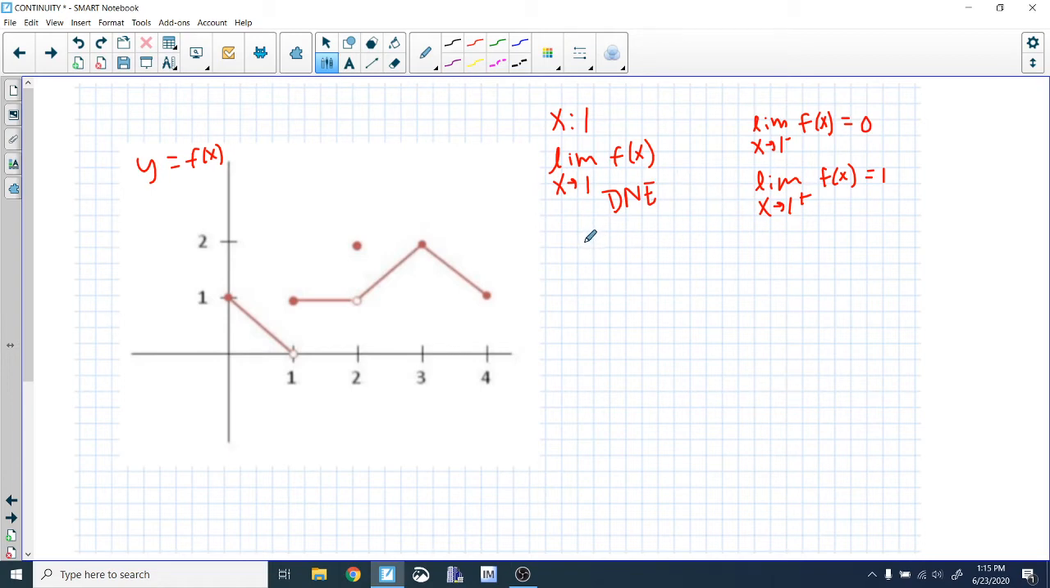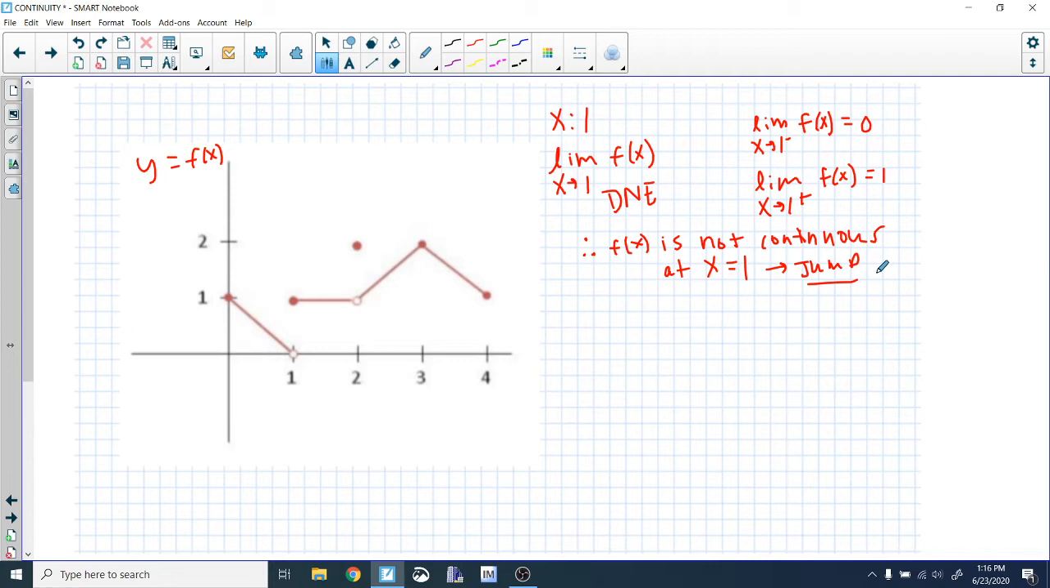And since the limit does not exist, that's enough to stop. I'm not even going to consider the function value at x equals 1. I'm just going to stop right here and say, therefore, that f of x is not continuous at x equals 1. And because my left-hand limit and right-hand limit are finite numbers, yet they are not the same, we can say that there is a jump discontinuity there.